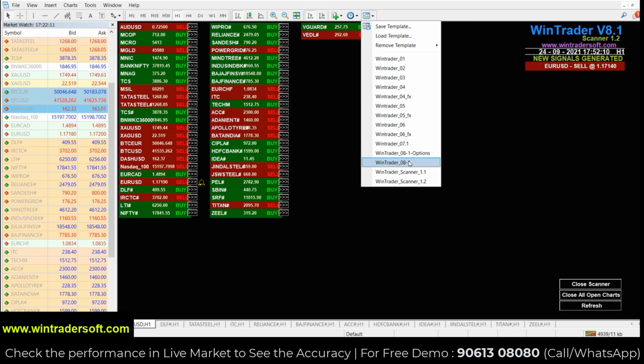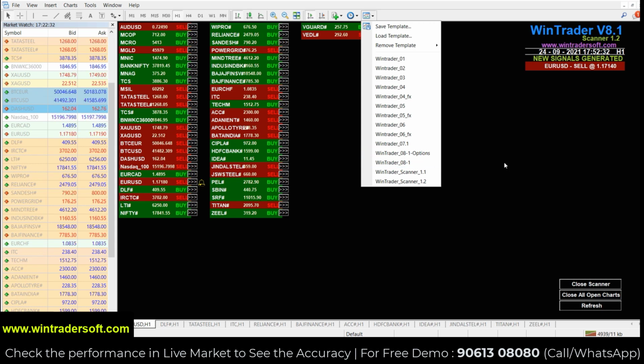This 8.1 version comes with 2 options: WinTrader 8.1 options and 8.1 normal templates. The 8.1 options templates are usually used for options trading. Nifty and Bank Nifty options are preferable. And the 8.1 normal template is for other equity, cash, futures or commodity.